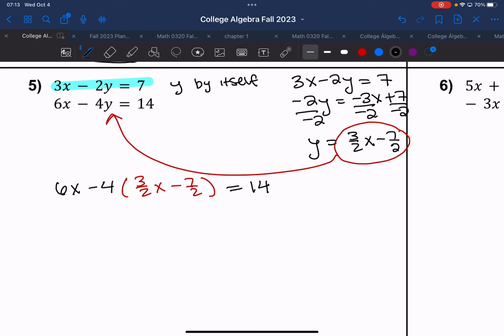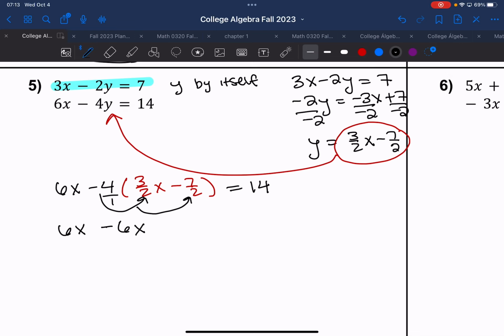Now that we have our equation all in terms of x, what are we going to do first? Good, distribute that negative 4. So I'm bringing down that 6x. What would negative 4, and let's write it over 1, times 3 over 2 give us? Negative 12 over 2. Can that reduce? To negative 6. So now we have negative 6x.